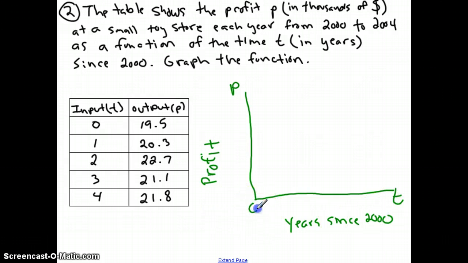I'm going to put this at 0. I'm going to make some intervals here and decide what we want to use. Well, it goes from 2000 to 2004, so I'm going to use my increments in years going up by ones. But I don't have to label every single interval. I'm going to go every other. This is 0. We know that's 1. I'm going to label this one 2. We know this is 3. I'm going to label this one 4. No, that's 5. I'm going to label this one 6. No, that's 7. I'm going to label this one 8.